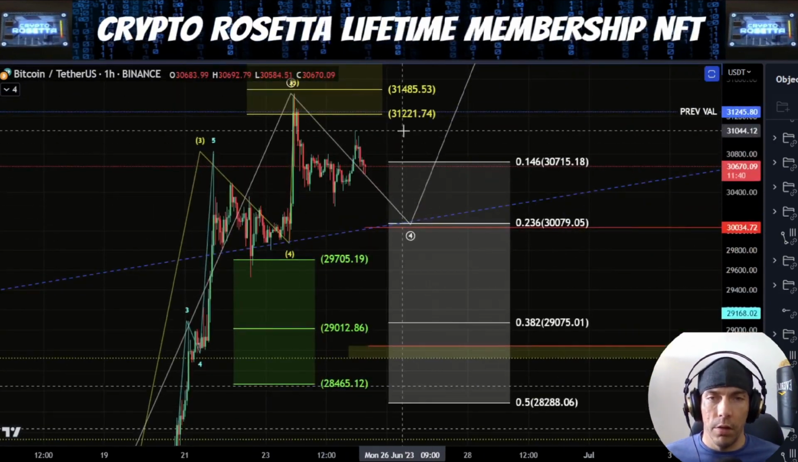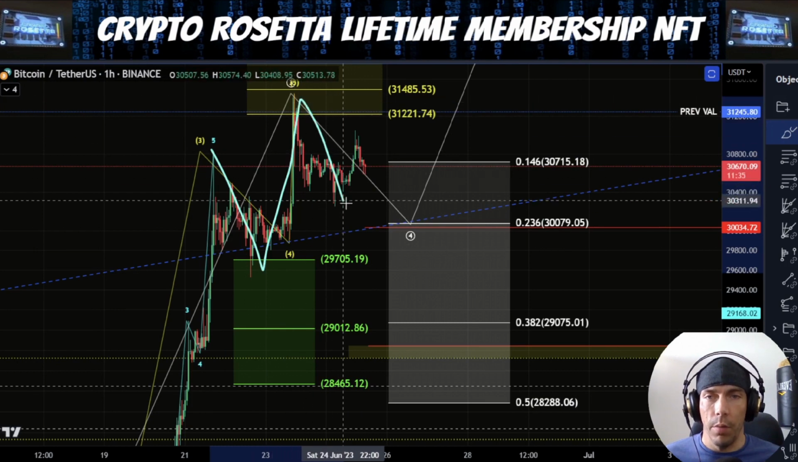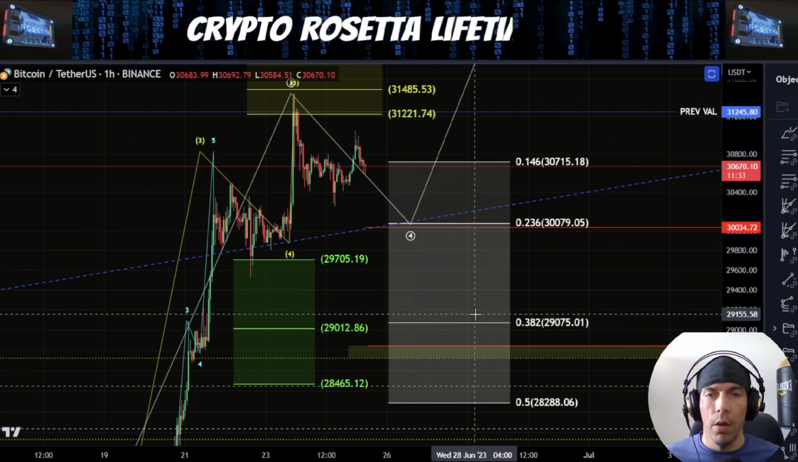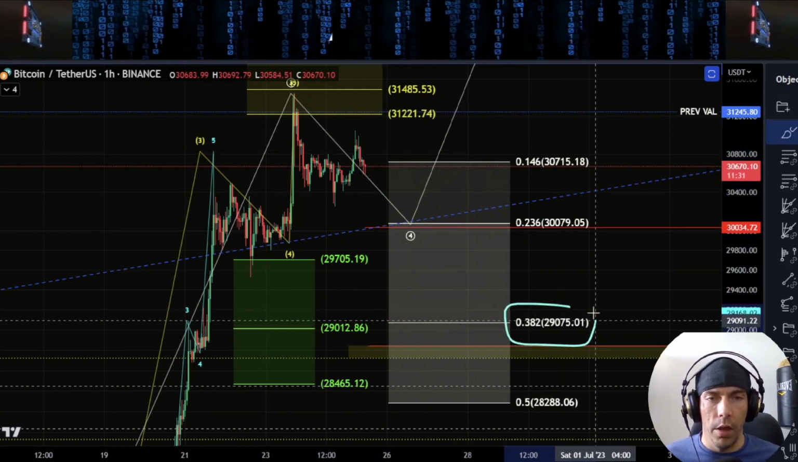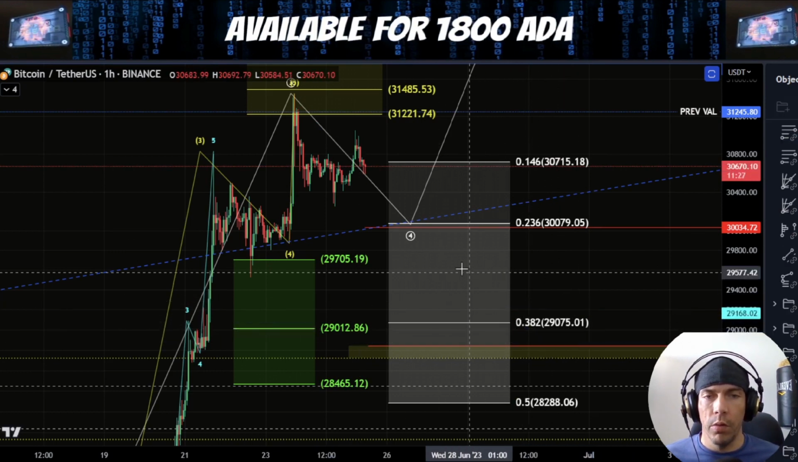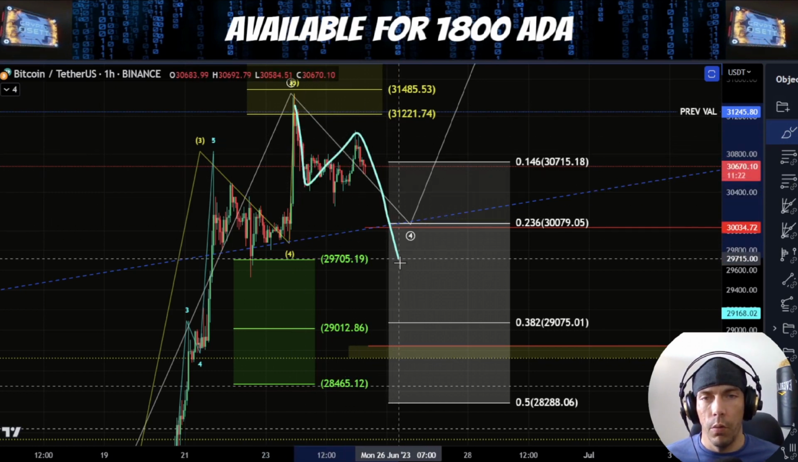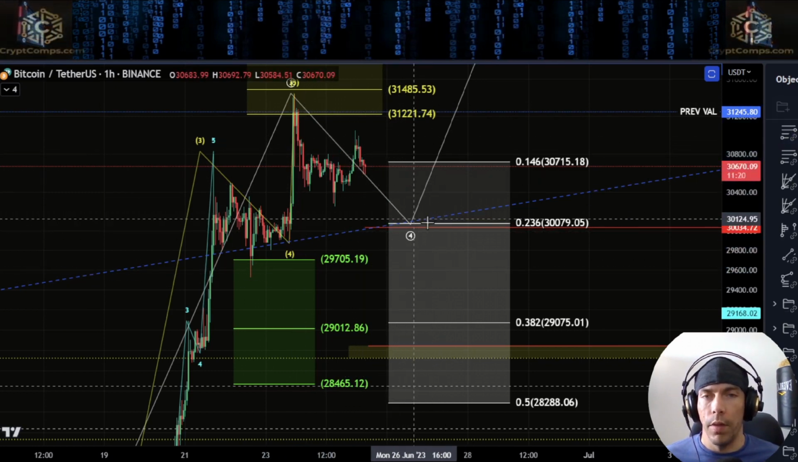If we do look to break down deeper here, and we actually have this move as A, B, and then we have 1, 2, 3, 4, 5, what we could actually see is a push down lower here to this 0.382, which would be this 29k region. So this is what we need to be on the lookout for. We have potential here that we could actually start to form a third wave to the downside. We're going to go over that in a second.